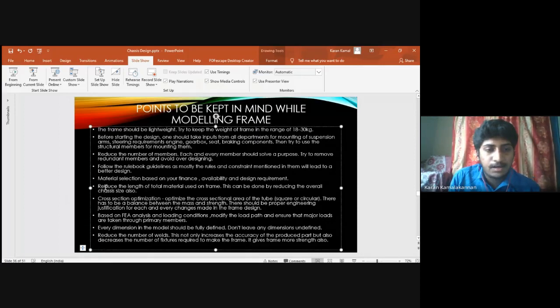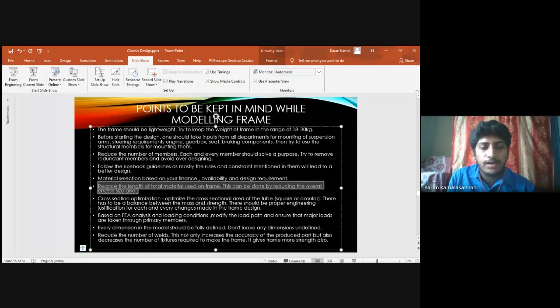And next is to reduce the total length of material of the frame. Yes, try to reduce it. This can be done by reducing the overall chassis size. As and when required, you should reduce the chassis whenever you need it for modeling.